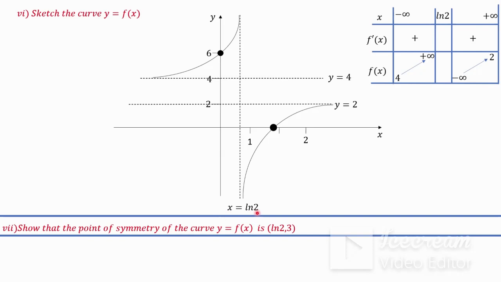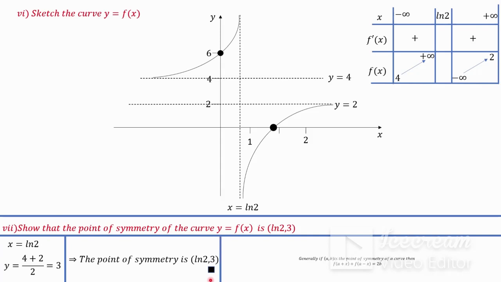But if we had 2 vertical asymptotes, which is not our case here, we would have added the 2 and divided by 2. So the x coordinate of our point of symmetry is simply going to be equal to ln 2, which is our vertical asymptote, and the y coordinate is going to be (4 plus 2) divided by 2. By simply getting the midpoint between these two horizontal asymptotes, we get y equal to 3. We can therefore imply that the point of symmetry is (ln 2, 3), which is what was required for us to prove.